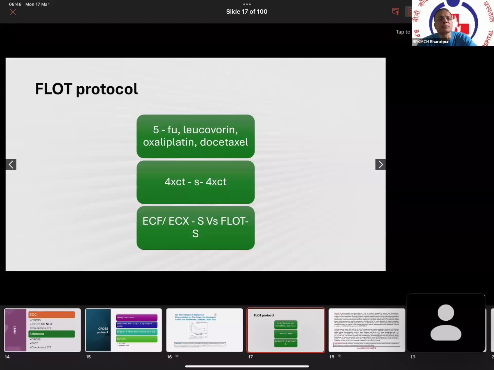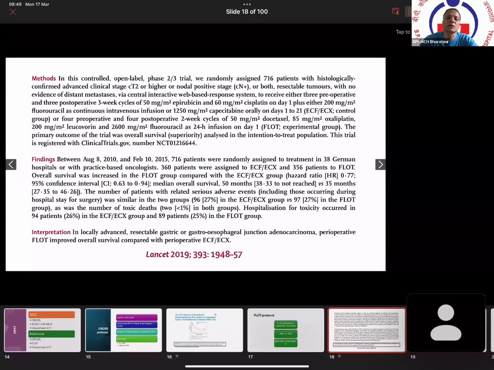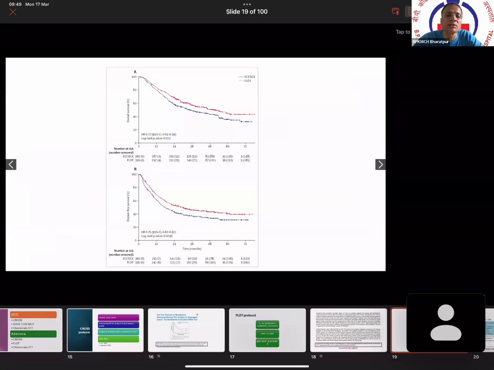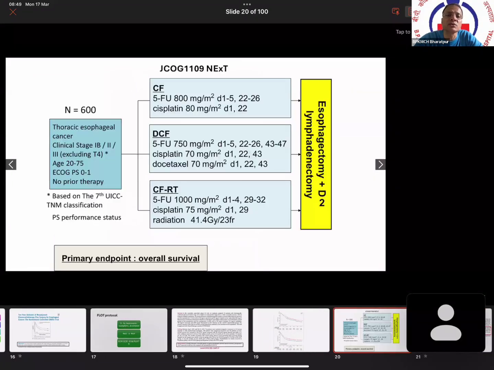Coming to the FLOT protocol, it was basically designed for the adenocarcinoma of the GE junction and distal esophagus. It starts with 5-FU, leucovorin, oxaliplatin and docetaxel. The combination is 4 cycles of chemotherapy before surgery, then surgery, and afterwards 4 cycles of adjuvant chemotherapy. This trial was designed to compare against the ECF or ECX regimen, which came from the MAGIC trial and was the standard practice. But later on, the FLOT trial had better results. Therefore, it became the standard practice for the neoadjuvant treatment of adenocarcinoma of the distal esophagus and GE junction tumor. So these are the charts which show the same things.